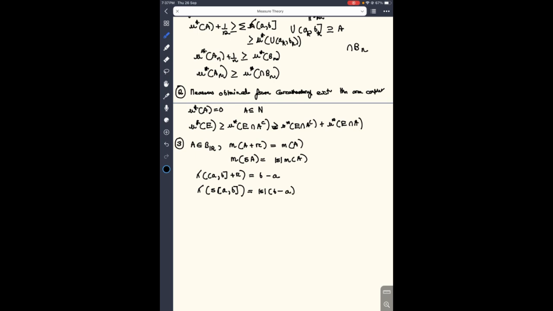So this happens for those in the semi algebra, hence for those in the algebra, right? Now we use the uniqueness for the algebra. So define M prime, M_r, of A as M of A plus r. You can easily check this is a measure.